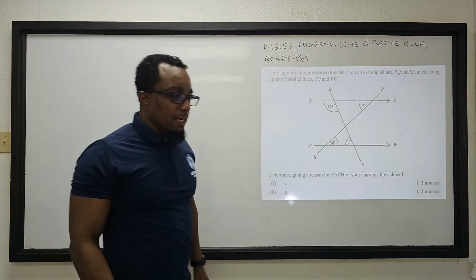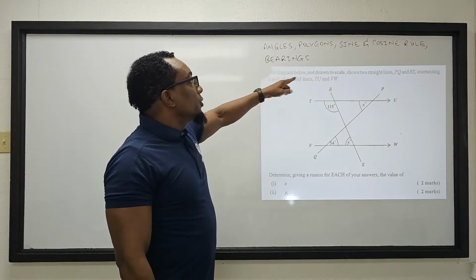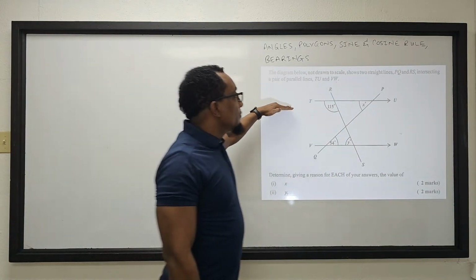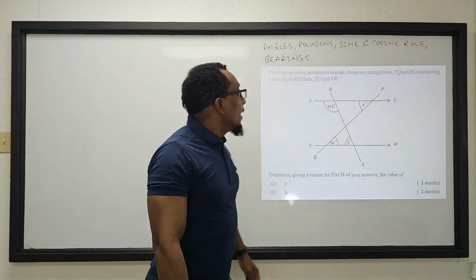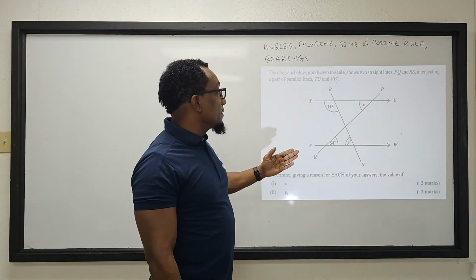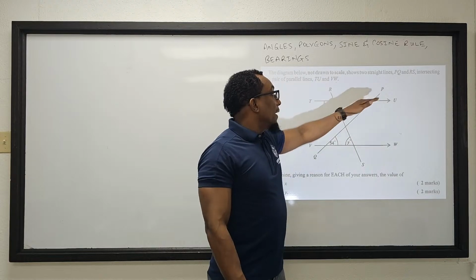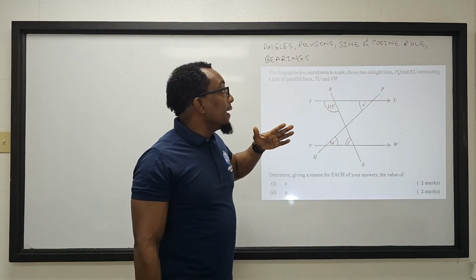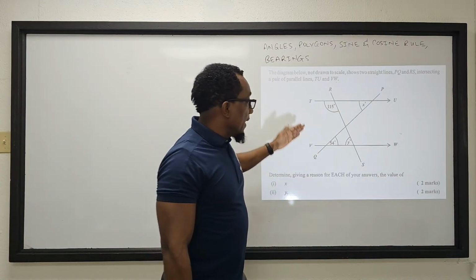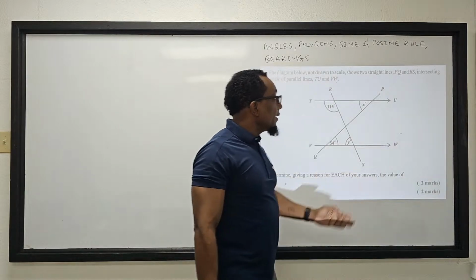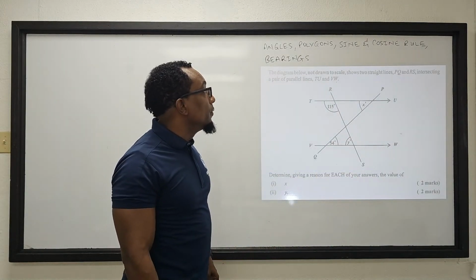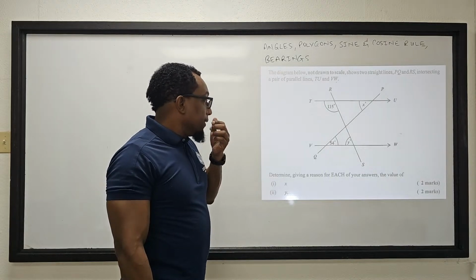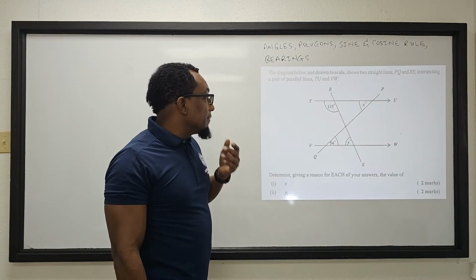So let's look at this question here. The diagram below, not drawn to scale, shows two straight lines. You have two straight lines, TU and VW. These two lines, TU and VW, are parallel lines, but then you have two straight lines, PQ and RS, intersecting the pair of parallel lines, TU and VW. Determine the value of x, giving a reason for your answer.